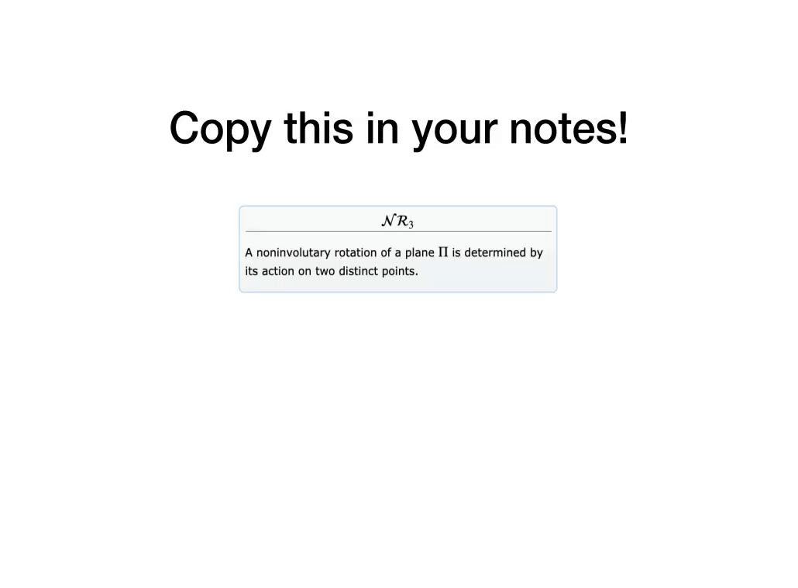Next, I'd like you to copy this property in your notes. It says a non-involutory rotation of a plane pi is determined by its action on 2 distinct points. So in other words, in order to determine a non-involutory rotation uniquely, you need to know where 2 distinct points move in the plane.